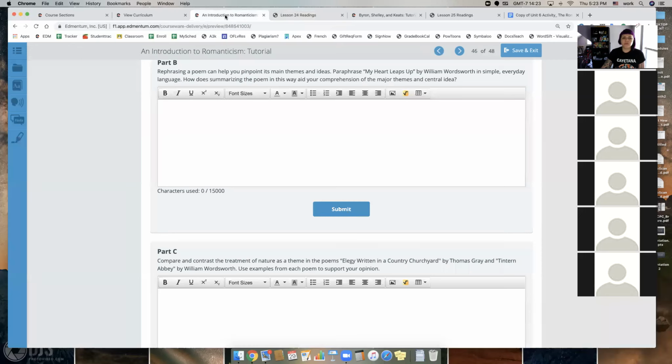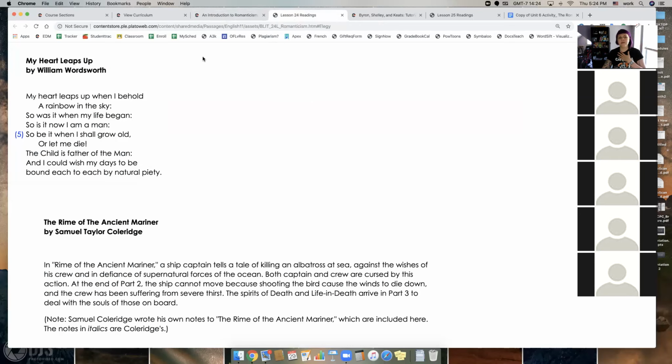And so summarizing the poem in that way, you can kind of see like, oh, okay, the major theme, the central idea is just finding peace, comfort, beauty, and stuff in nature, because that's what he's doing. That's what he's saying. I'm happy when I see a rainbow. That was when I was little. Now I'm a man. Hopefully when I get old, I'll still feel the same.